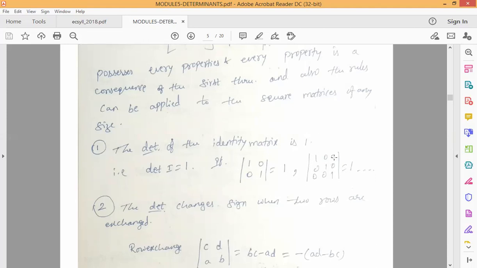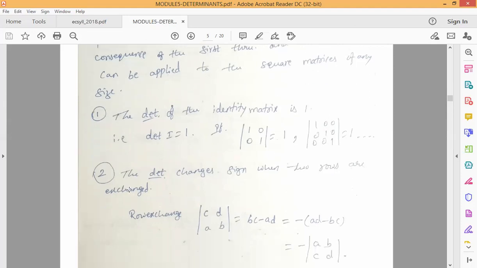Now you can also consider a 3 cross 3 identity matrix. Here all the diagonal elements are 1, excluding the other elements which will be 0. Here also, if you solve this determinant, it will result in the value 1. So you can consider a square matrix of any order, for which the determinant of the identity matrix always results in the value 1. So this is the first property.